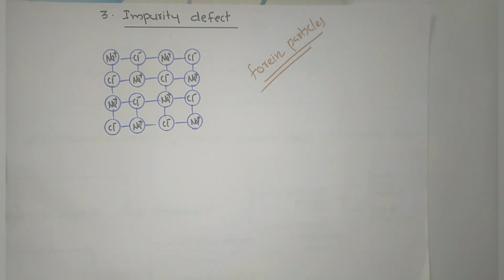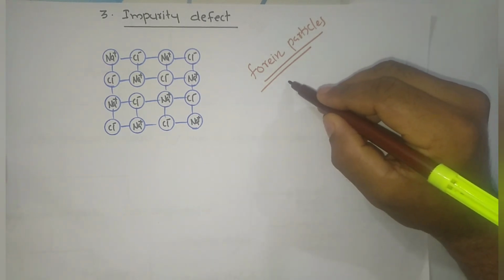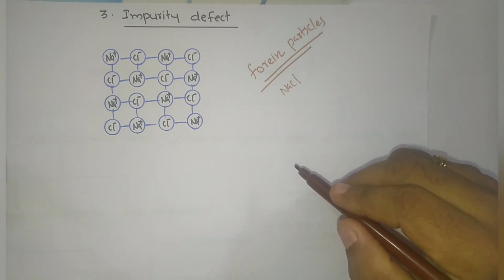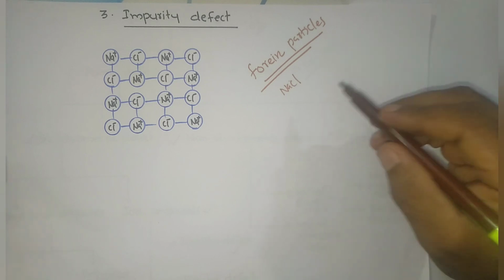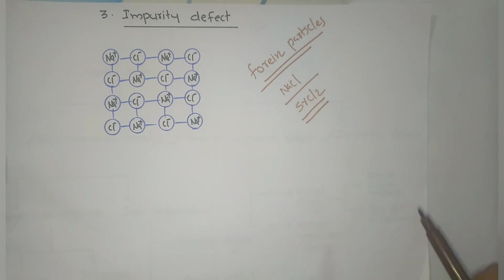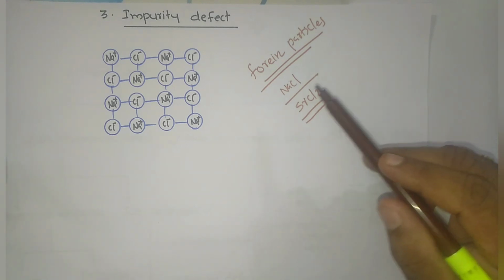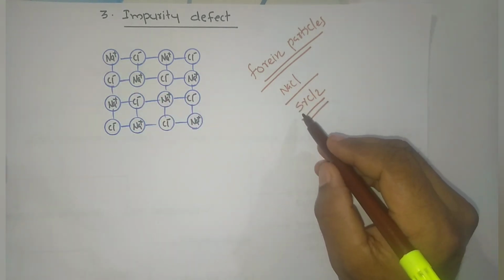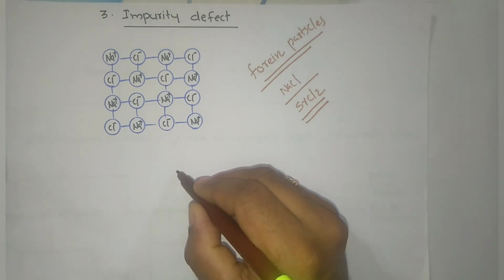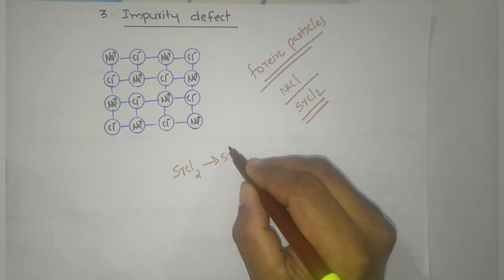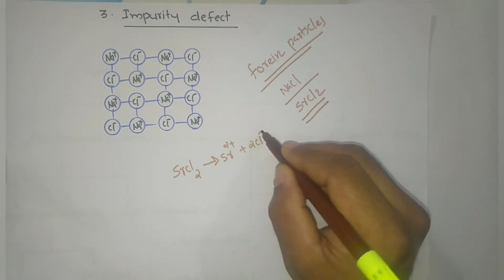Okay. For example, sodium chloride containing some amount of strontium chloride. Impurity is strontium chloride. Sodium chloride containing a little amount of strontium chloride, SrCl2, is crystallized. Then some of the sites of Na plus ion are occupied by Sr2 plus ion. That means strontium chloride SrCl2 decomposes to give Sr2 plus and 2Cl minus.